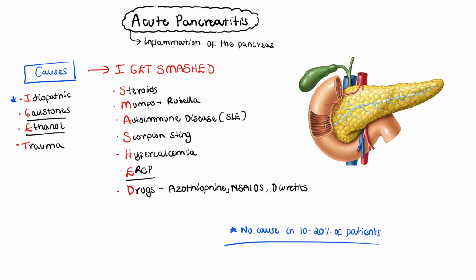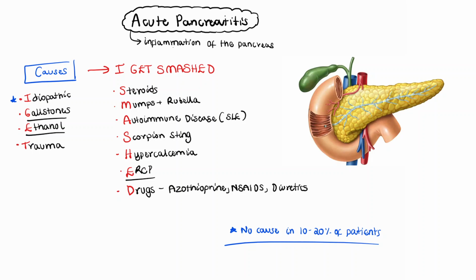So the causes, the very popular mnemonic, I GET SMASHED. The causes include gallstones, ethanol, and ERCP, which are the most common causes, and the other causes include idiopathic. In about 10 to 20% of patients, there's no particular cause for the acute pancreatitis.